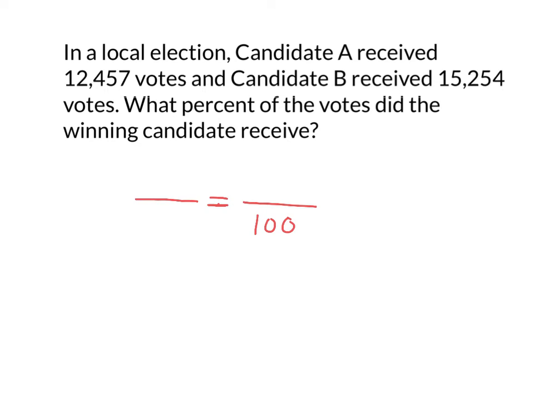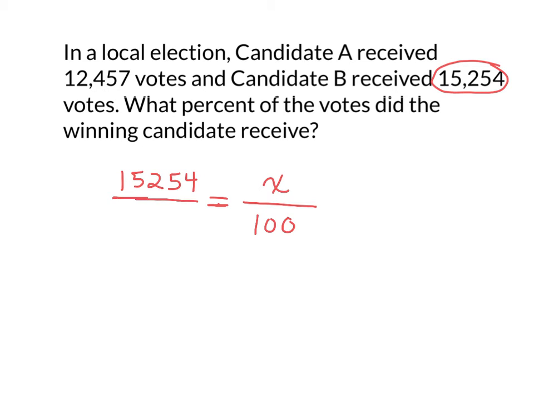All right, so this question says, in a local election, candidate A received 12,457 votes. Candidate B received 15,254 votes. What percent of the votes did the winning candidate receive? So in this case, we're looking for the percent. So our x is going to go here over the 100. Now let's see, the winning candidate would be the candidate that received more votes. So that would be our candidate B. Candidate B received 15,254 votes out of the total votes. So here's what we know. We know that 15,254 is the amount that candidate B received.